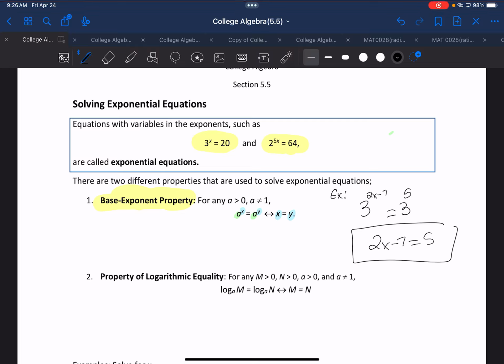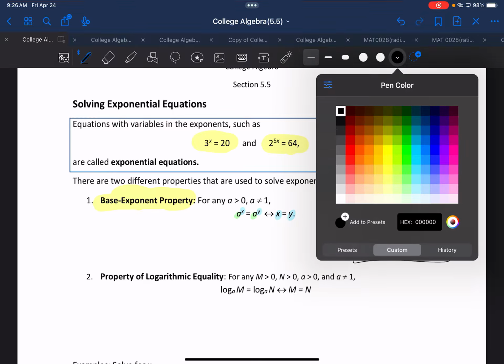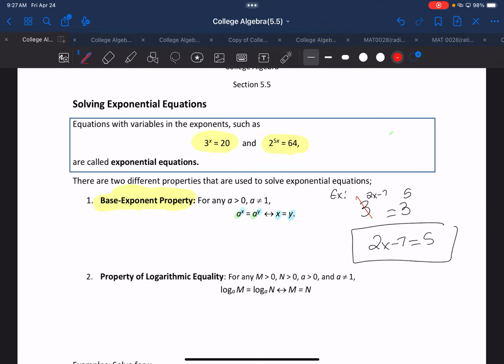So that's what this property means. If you can get the bases to be the same on each side, then you can just cancel the bases and set the exponents equal to each other and then solve from there. So you would add 7 to both sides and then divide by 2. And we're going to do some examples.